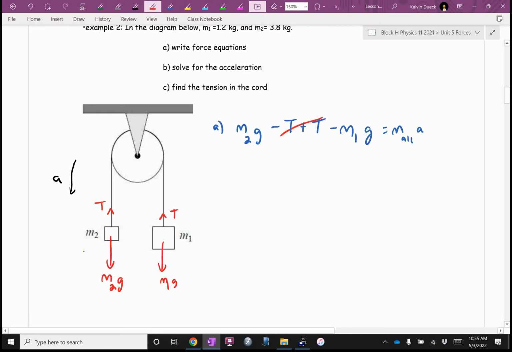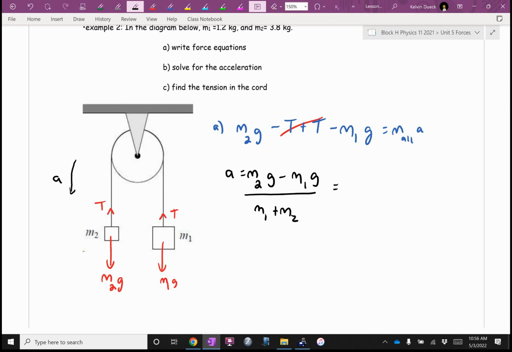How do I find A? Declan's theorem. Hopefully, again, you're not learning anything new. A is going to be M2G minus M1G all over M1 plus M2. In our notes, let's plug in the numbers. In your homework, if you felt bold and you wanted to go straight to your calculator, go ahead. On a test, show me your numbers. That way, if you make a calculator mistake, I can still give you everything but a half mark, right?